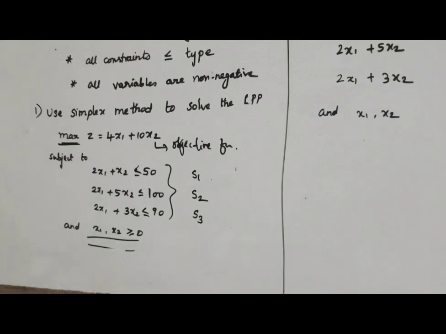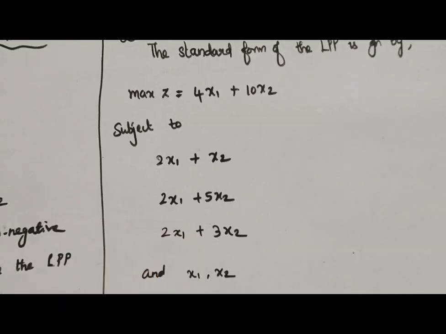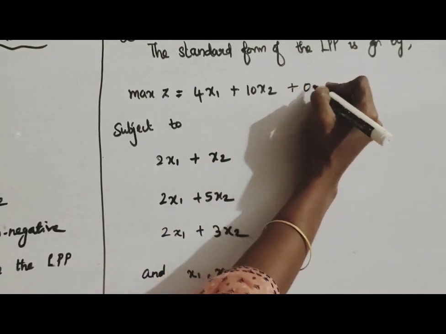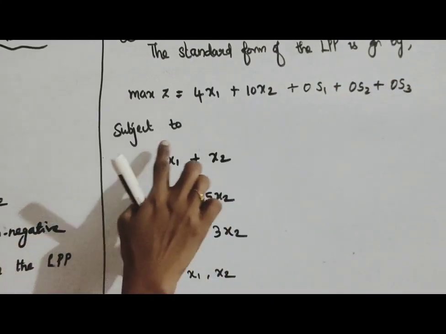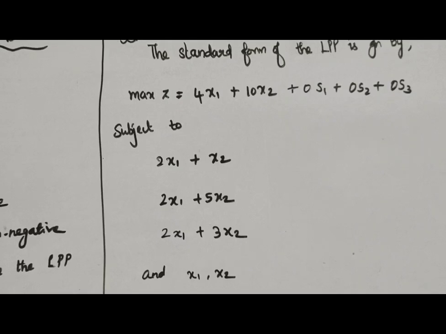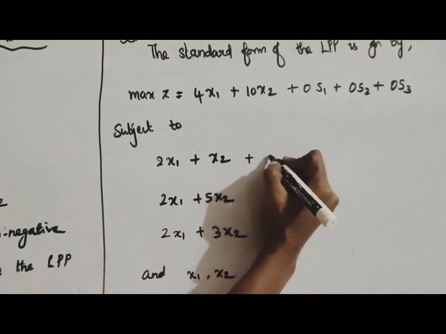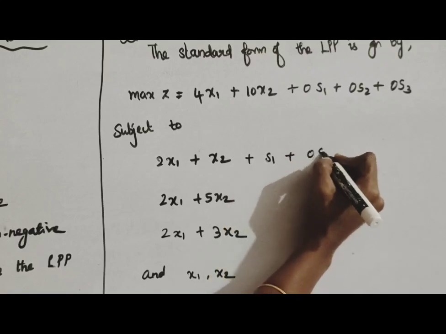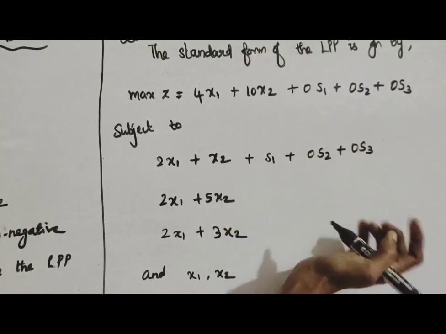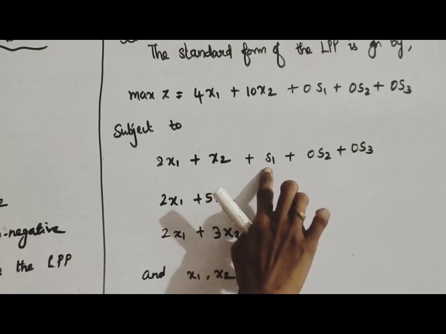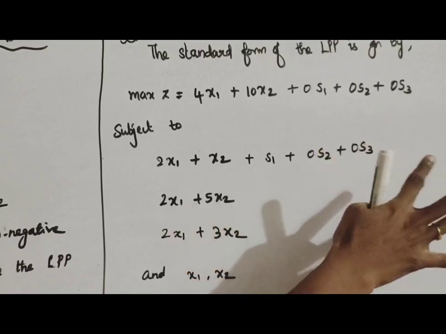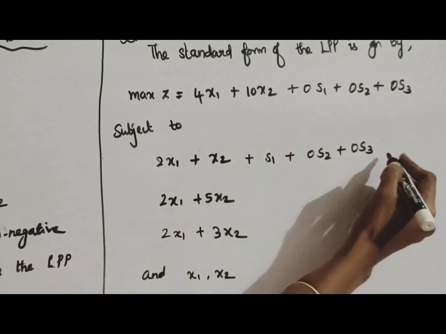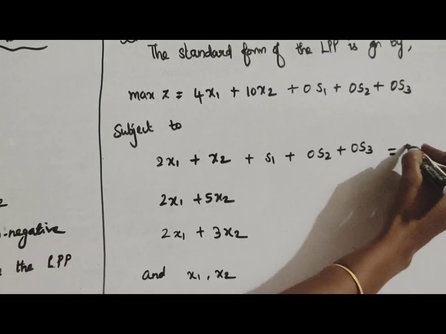Now we have to write the standard form of the given LPP. In the objective function, the slack variables' costs are 0. Therefore, 0 s1 plus 0 s2 plus 0 s3. And subject to the constraints, in the first constraint you are introducing the slack variable s1. Therefore, it is s1 plus 0 s2 plus 0 s3. Whenever we introduce a slack variable, its coefficient must be 1 and the coefficients of the other slack variables must be 0 for that corresponding constraint, which is equal to 50.